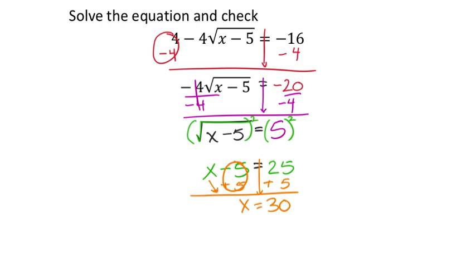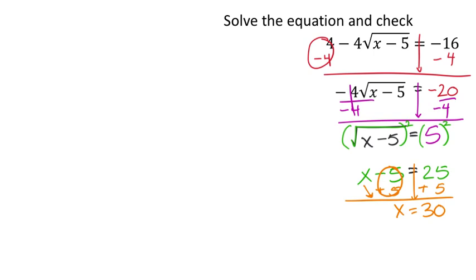But let's take a look. Let's make sure that does work by checking. So let's rewrite that. All right, so x should be 30. So I put this in as 30, and I put a question mark over my equal sign because I'm just checking for truthfulness. And I only need to work on the left side, but I'm going to put this in the calculator. 4 minus 4 square root, 30 minus 5. Enter. I got negative 16.